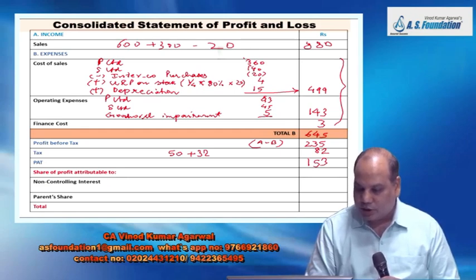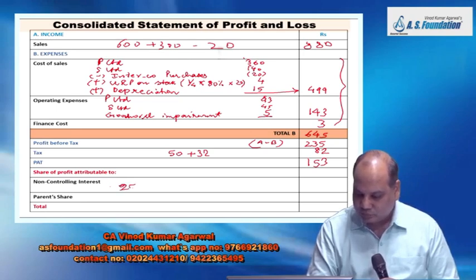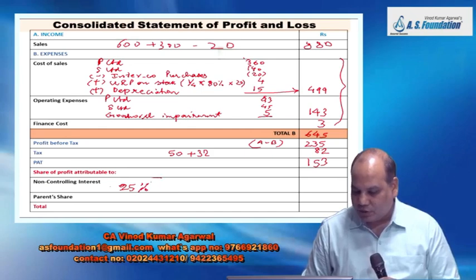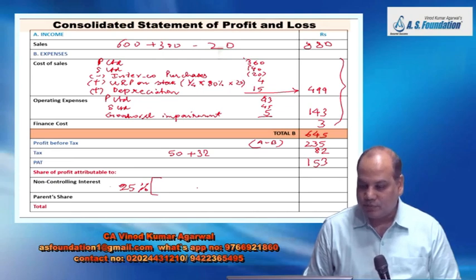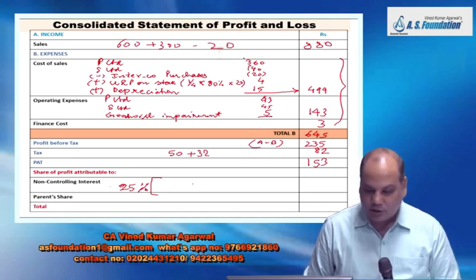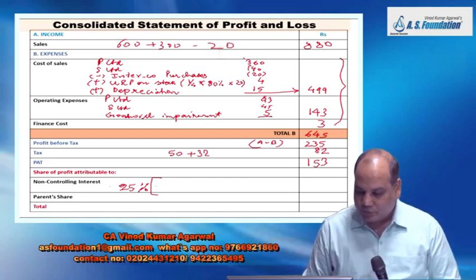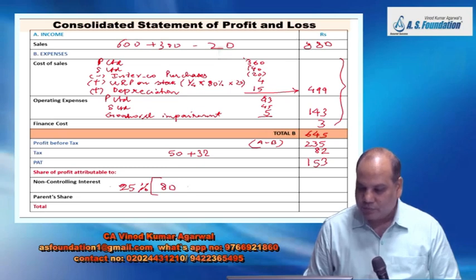Next is share of profit attributable to NCI. How much is NCI share? 25%. 25% of, not this figure. Wait, don't be in a hurry. 25% of subsidiary's profit. Subsidiary's profit there is 80, but not 80, because that 80 also has undergone change. What are the changes in that 80? You see on the screen.